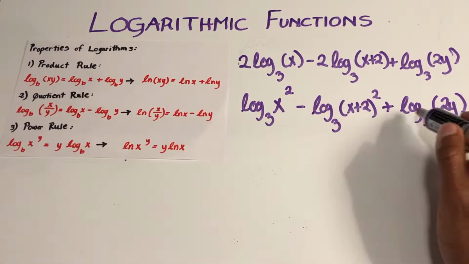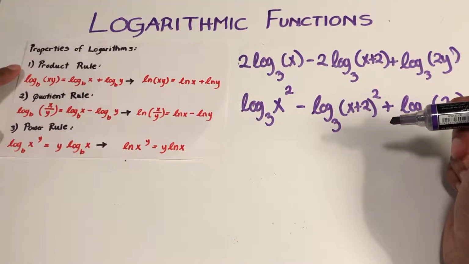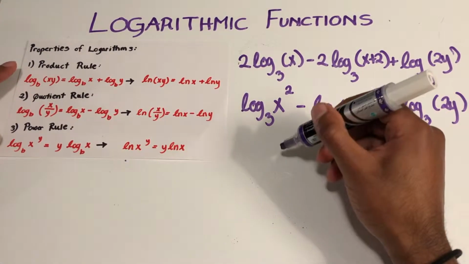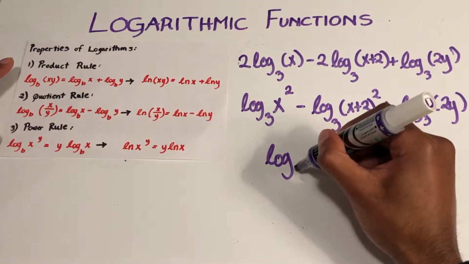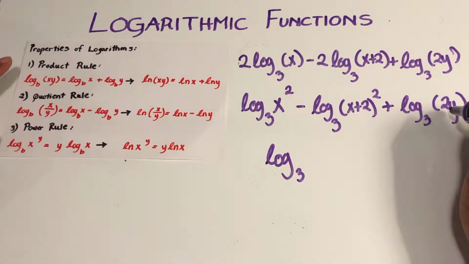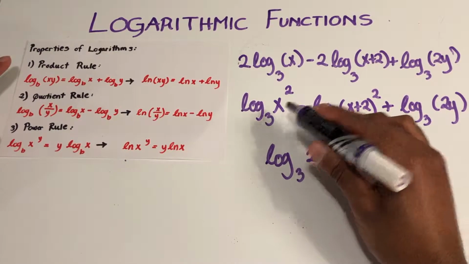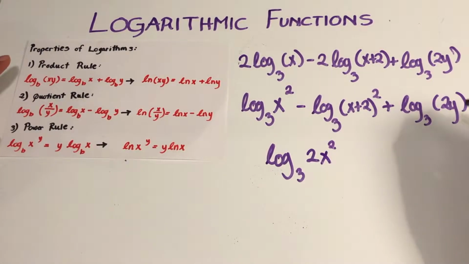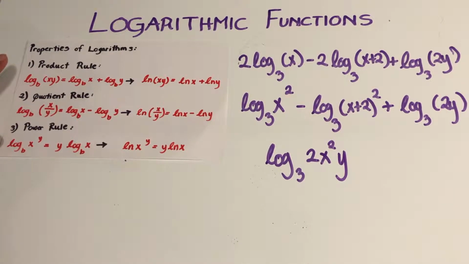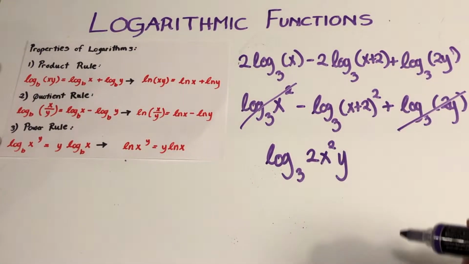We have 2 positive expressions here. We can just go ahead and add them. We know that we're going to follow the product rule. So we have 1 log here, base 3 of x squared times 2y. Since 2 is a constant, I'll just leave that in front, and we have x squared and we have y. So 2x squared y. That's those 2 terms right here.